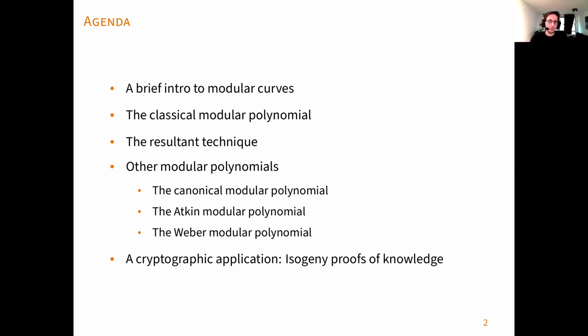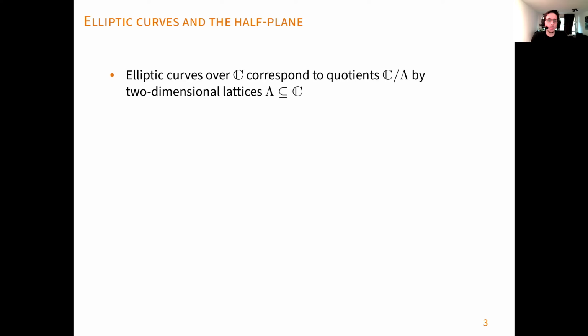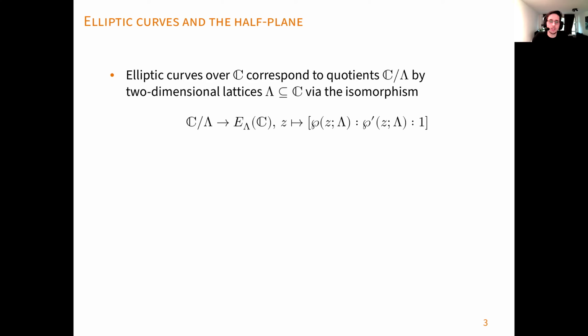So to start with modular curves, we need to understand elliptic curves over the complex numbers. It is a well-known result, which of course takes some effort to prove, that elliptic curves correspond to quotients by two-dimensional lattices in the complex numbers. And this correspondence is made explicit via the following isomorphism, where you map the quotient of this lattice to the elliptic curve defined by this lattice via this Weierstrass P function and its derivative. And the other half of this correspondence is the statement that for every elliptic curve over the complex numbers, at least up to isomorphism, we can always find a suitable lattice such that we have such an isomorphism to such a quotient.